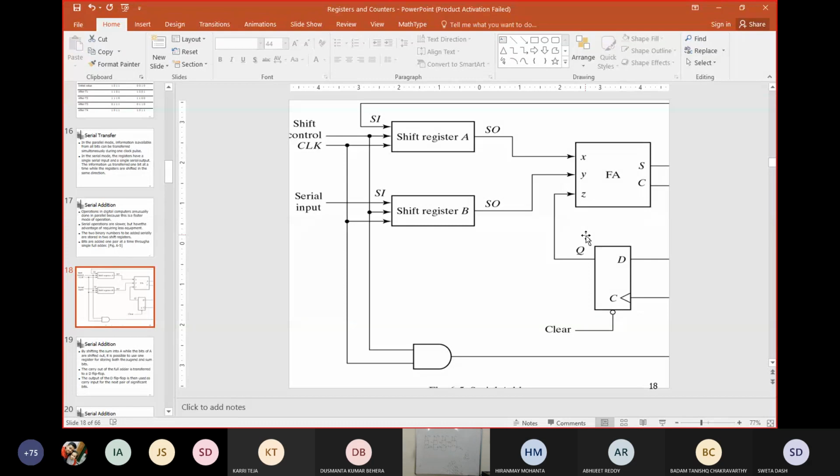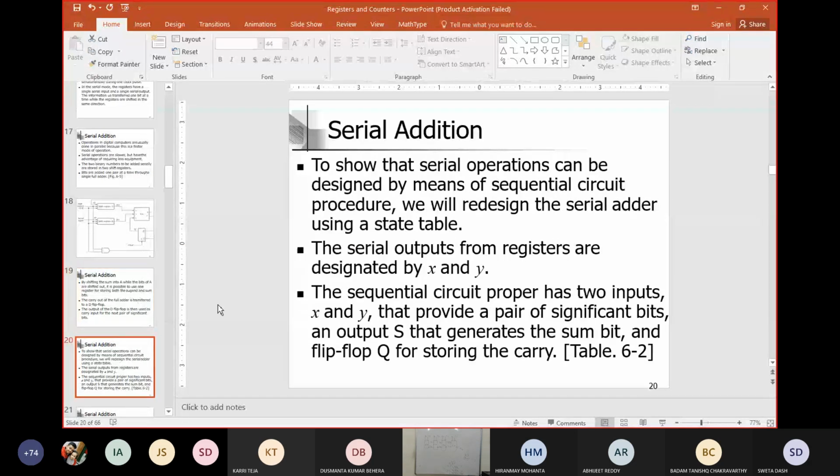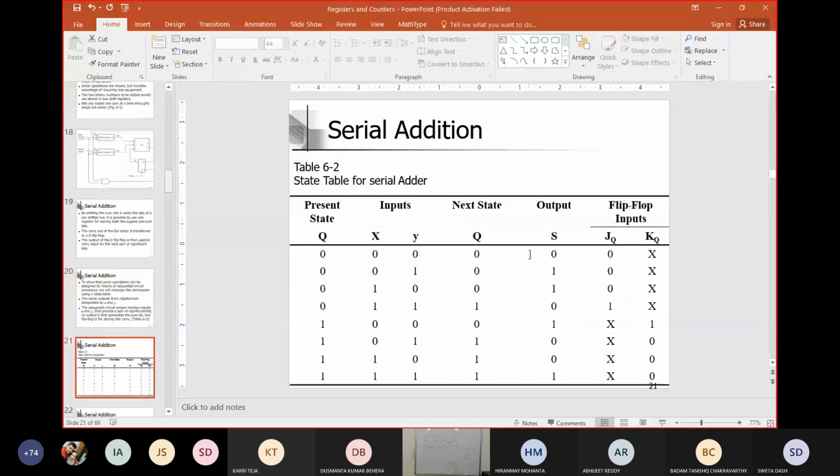You see how the serial addition explanation is given? The output of the D flip-flop is then used as the carry input. Wordings might be different, but who is serving what purpose is clearly mentioned, isn't it? This is how the sequential additions are going on. Right? Now, just a second. Is this the table? We can get that. Serial adder. X and Y are inputs from the registers. Right? Q is coming out from the D flip-flop. And then sum and carry.